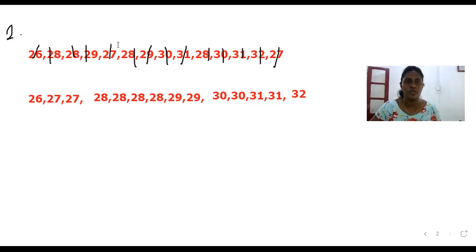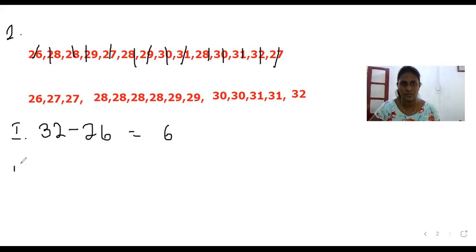Okay. Now let's move to the questions asking. First asking range. So the highest value is 32 minus 26 is 6. Range is 6. Mode is the number which is repeated many times. So here 28 is repeating 4 times. So the mode is 28.